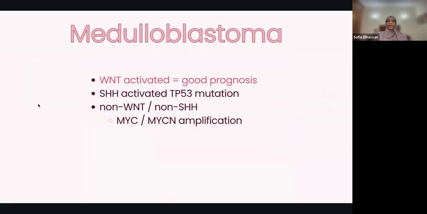Okay, and for the underlying molecular mutations in medulloblastoma, these are the ones that were mentioned in your lecture. I believe this one is the most important, WNT activated, because this indicates a good prognosis. And then some of the other ones are the sonic hedgehog gene activated TP53 mutation and the non-WNT, non-SHH. For this one, it could be either MYC amplification or MYCN amplification. However, I don't think you need to know the details of this. Just know that they exist.